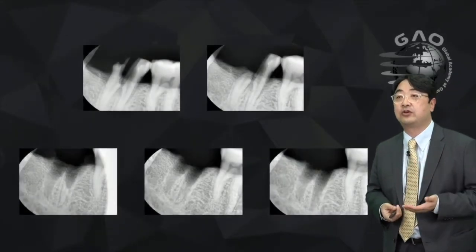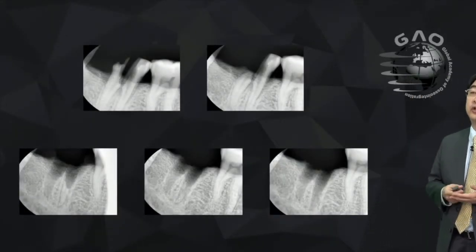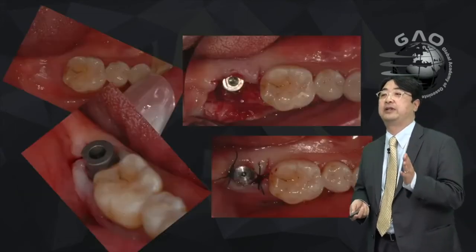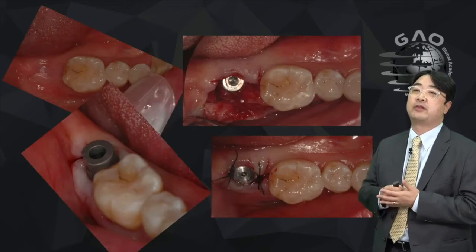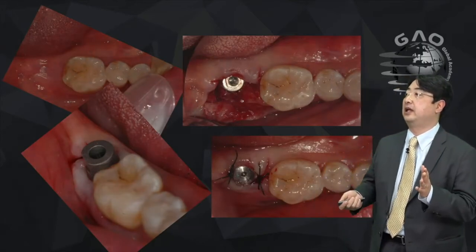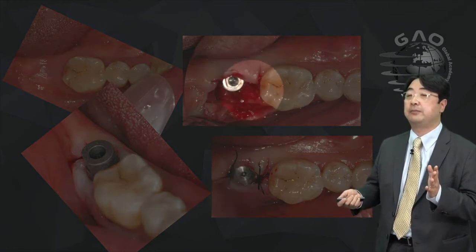So I decided not to go for immediate placement for number 47. I waited 2 months to place the implant. After 2 months, when the patient came back, I opened the flap and placed the implant. Immediately, I got the initial stability of my implant.